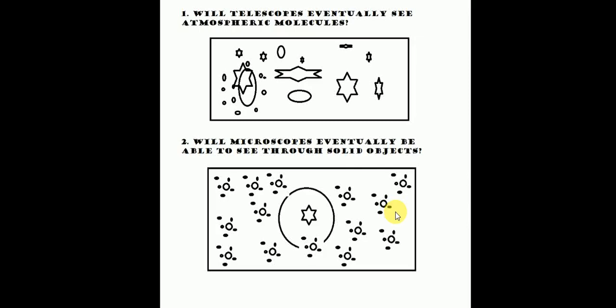Okay, so now we pose a hypothetical question. Basically, what I'm getting at is that telescopes eventually become like microscopes, and microscopes eventually become like telescopes. What I want you to think about is what happens when you use a microscope to start off with.